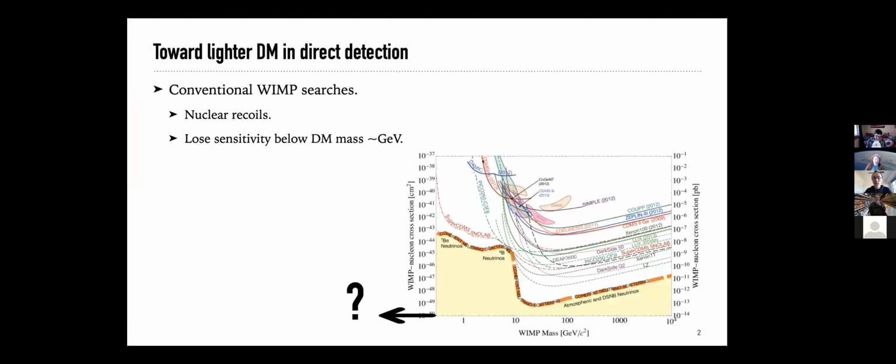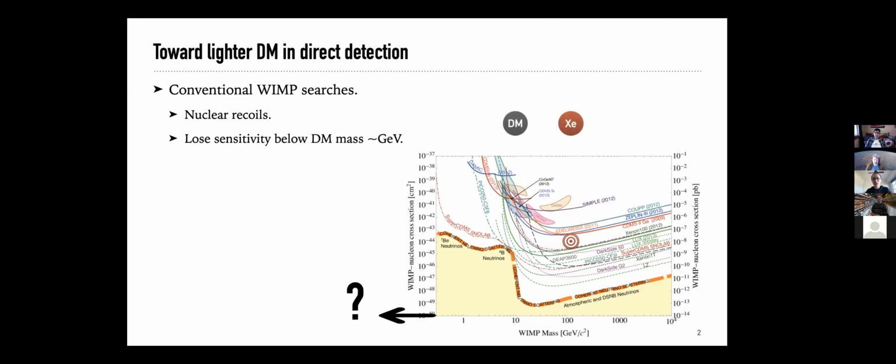Speaking of direct detection, perhaps the first thing to come to mind is a plot like this. Conventionally, searches for dark matter were heavily focused on weakly interacting massive particles. So we have been making a lot of progress in detecting, or really excluding, weak scale mass dark matter. And these are based on nuclear recoils, and we see that all these curves turn up at around the GeV. So we don't have sensitivity for dark matter masses below a GeV.